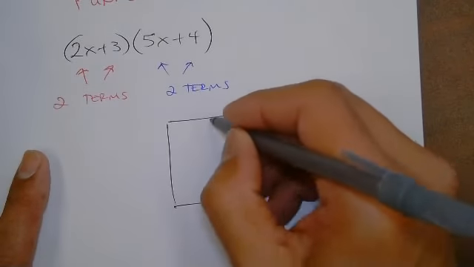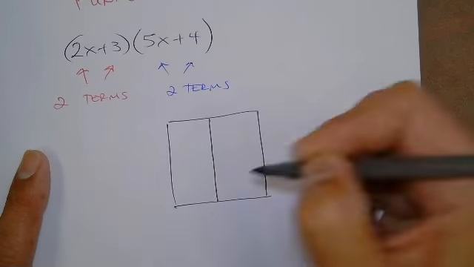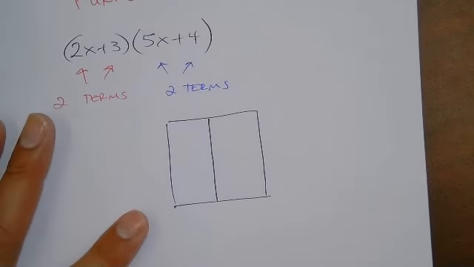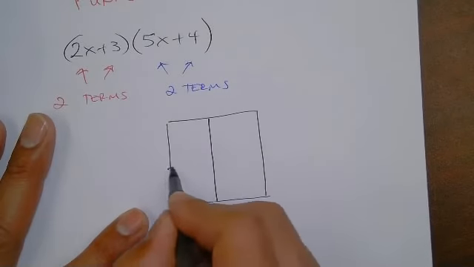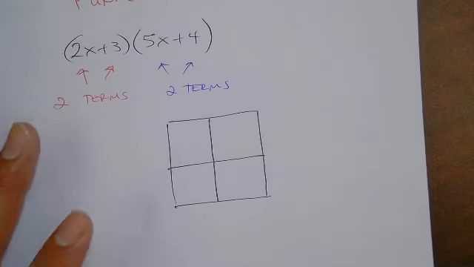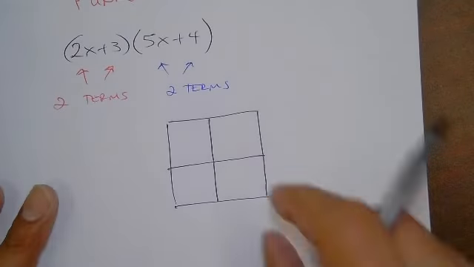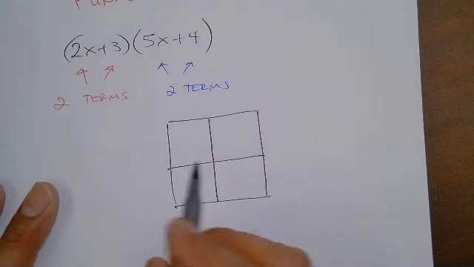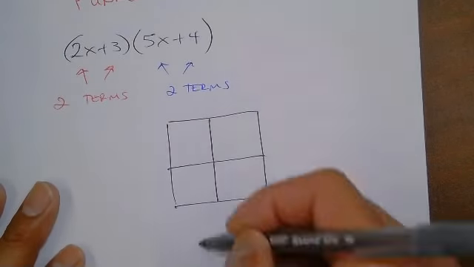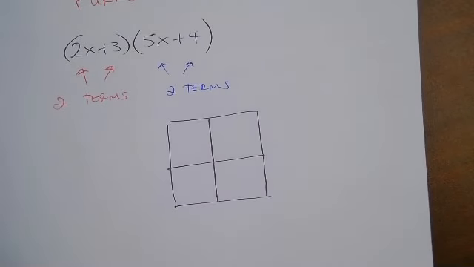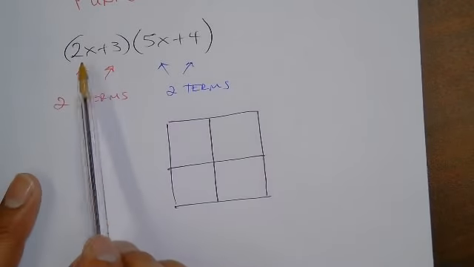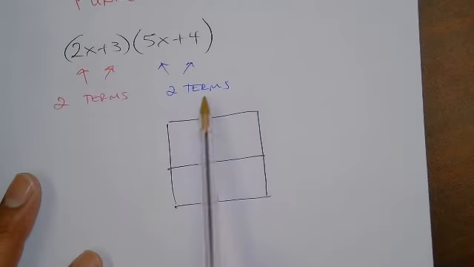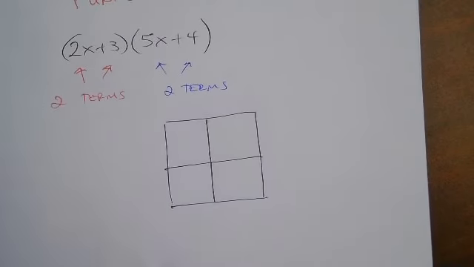2 rows. Oh, just put a line in the middle, right? Oh no, those are columns. 2 columns. Columns are this way. Rows are this way, yeah. Everybody agree there's 2 rows and there's 2 columns? Yeah. And it's not going to matter where you put this 2x plus 3. You can put them up on this side, or you can put them over here on this side.